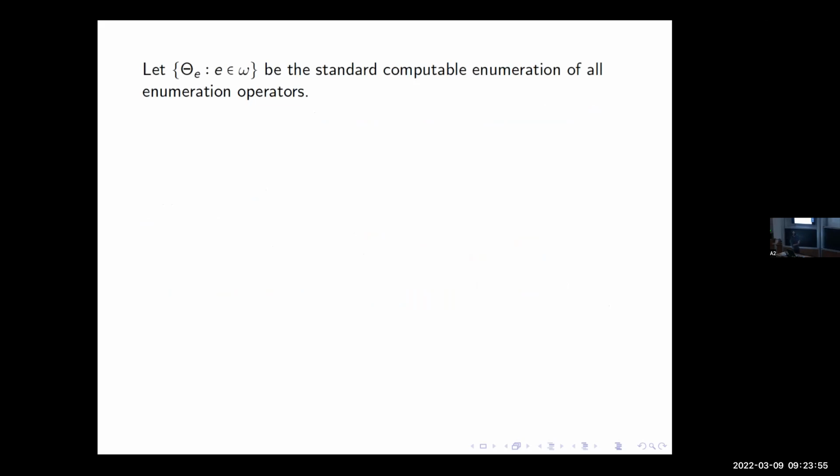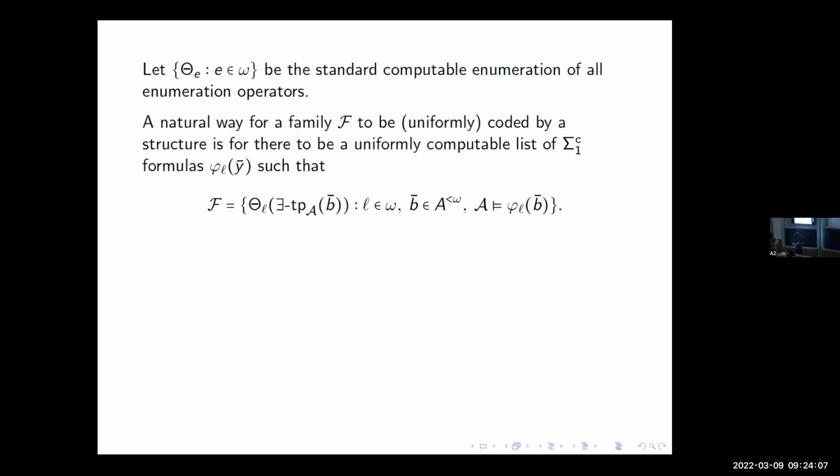So let's think about what the natural way to enumerate a family would be in this definability sense. Let's fix an enumeration of all the enumeration operators, just a list of them. What you might imagine is that the most natural way to code a family is that you have some way of picking out what those tuples are and what those enumerations are. So there's a list of computable sigma 1 formulas, and it should be a computable list. And you should think of those formulas as picking out those tuples that are going to be the ones that enumerate a particular set.